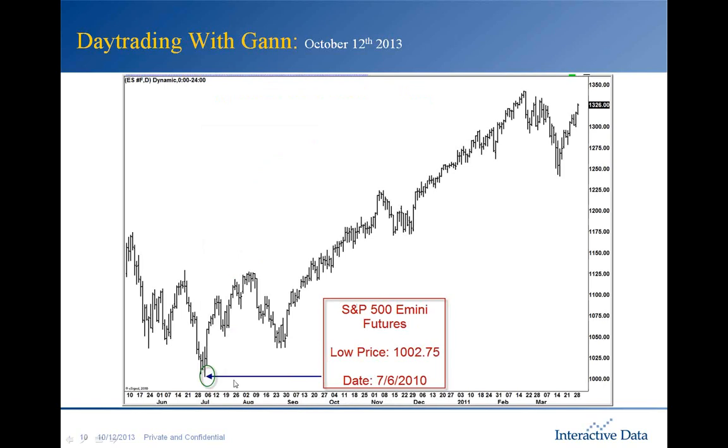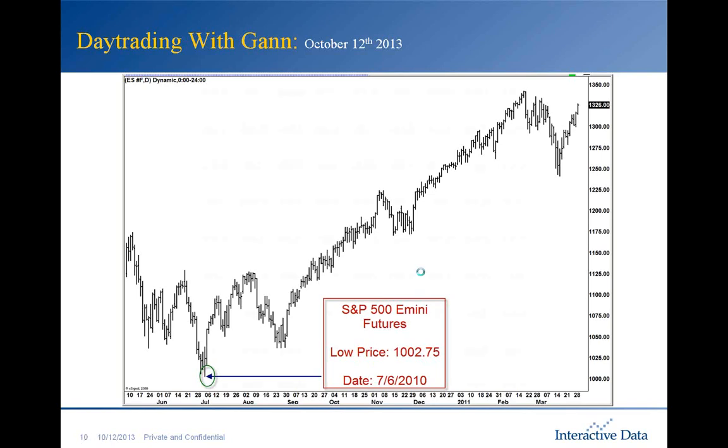What I've done here is I've gone all the way back to July 6th, 2010, and you'll notice we have a low point here, and I am on a daily time frame. Okay, we're on that daily chart, and from here I have a low print of 102 3/4. All right, this is where the S&P futures made the low. Now we're going to make a note of this.